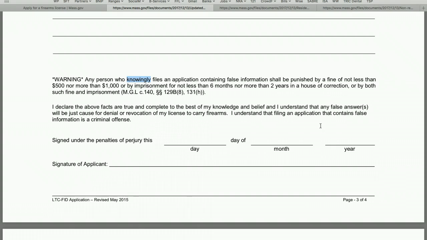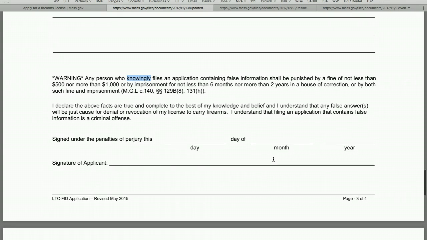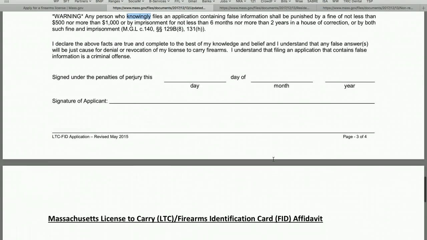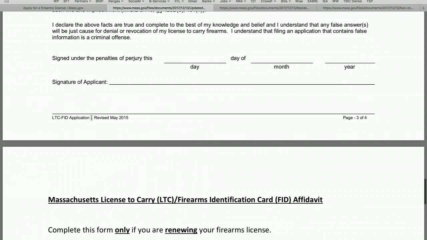Okay, so here you're just signing, putting the year and stuff like that, and then they're going to go. So as you'll see right here, this application was revised in 2015.